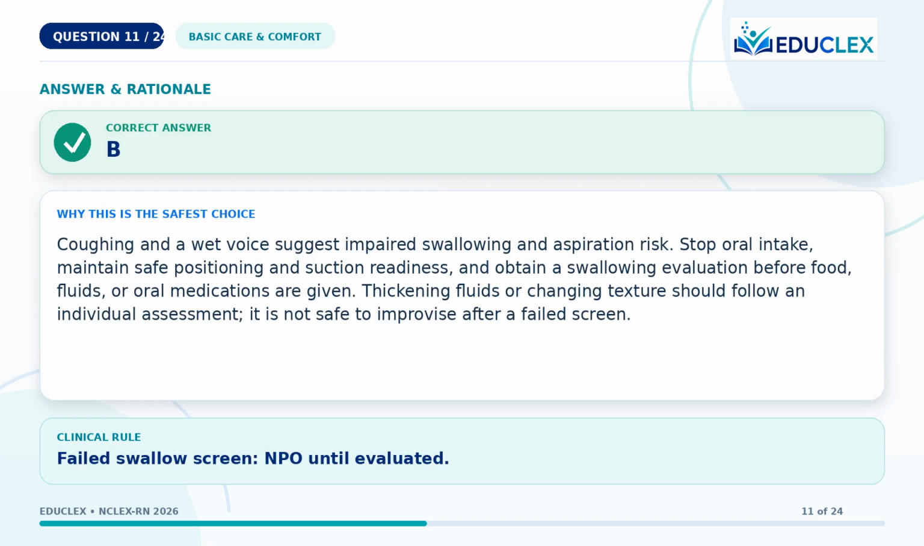The correct answer is B. Coughing and a wet voice suggest impaired swallowing and aspiration risk. Stop oral intake, maintain safe positioning and suction readiness, and obtain a swallowing evaluation before food, fluids, or oral medications are given. Thickening fluids or changing texture should follow an individual assessment. It is not safe to improvise after a failed screen.